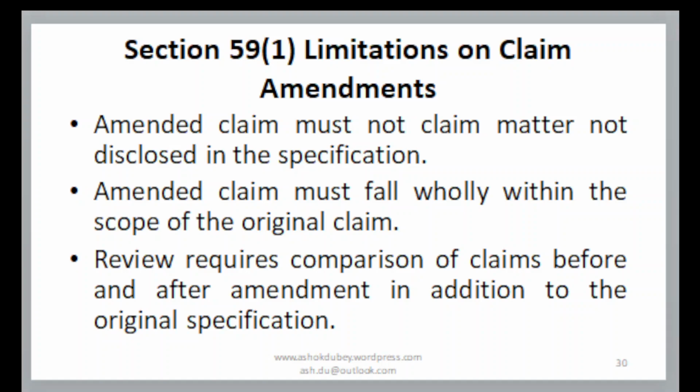Section 59(1), limitations on claim amendments. Amended claim must not claim matter not disclosed in the specification. Amended claim must fall wholly within the scope of the original claim. Mathematically, the amendment must be a subset of the original claim. A review requires comparison of the claim before and after amendment, in addition to the original specification.